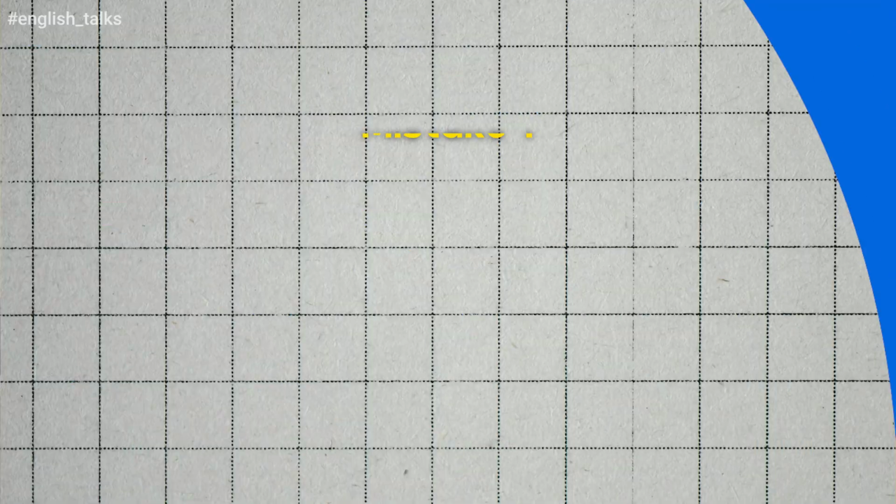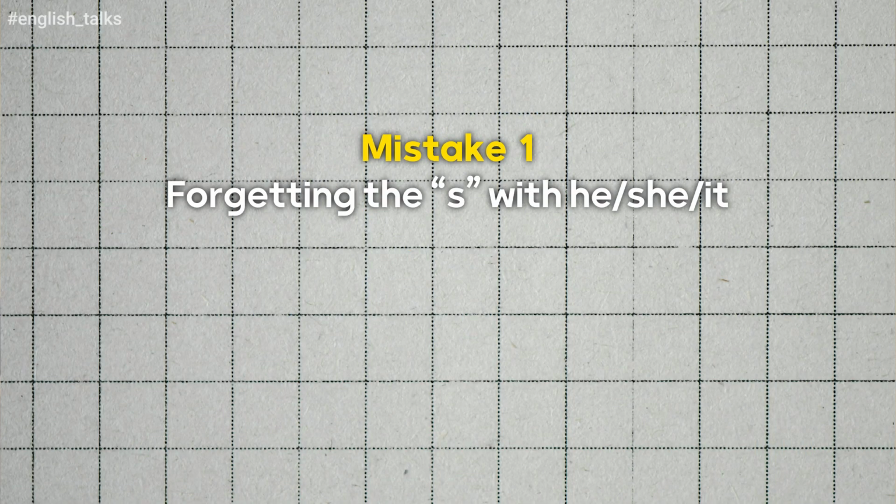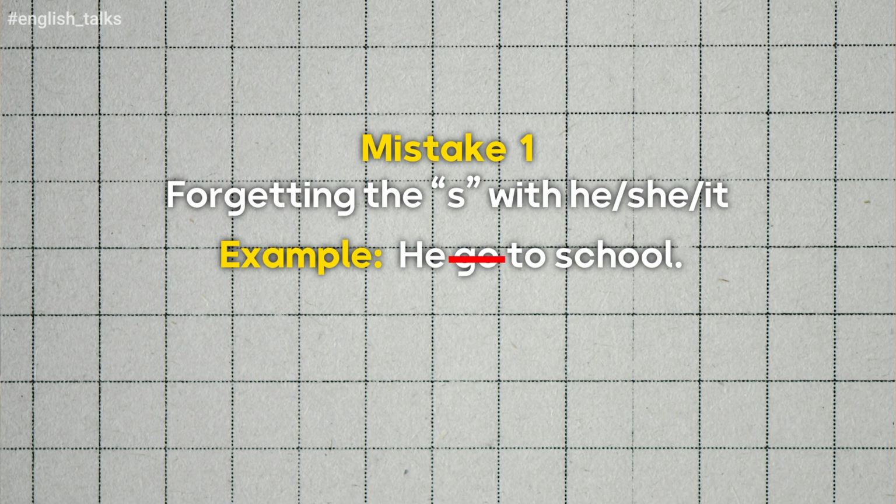Common mistakes to avoid. Now, let's go over some very common mistakes English learners make when using the simple present tense and how you can avoid them. Mistake number 1, forgetting the s with he, she, it. For example, someone might say he go to school. It's wrong. The correct one is he goes to school. Remember, he, she, and it take verb plus s or es. This is one of the most common grammar mistakes, and please don't forget the s.